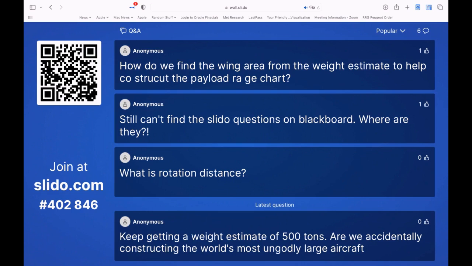Simple. I can't find the Slido questions on Blackboard. We will get to that in just a second. What is rotation distance? Okay.